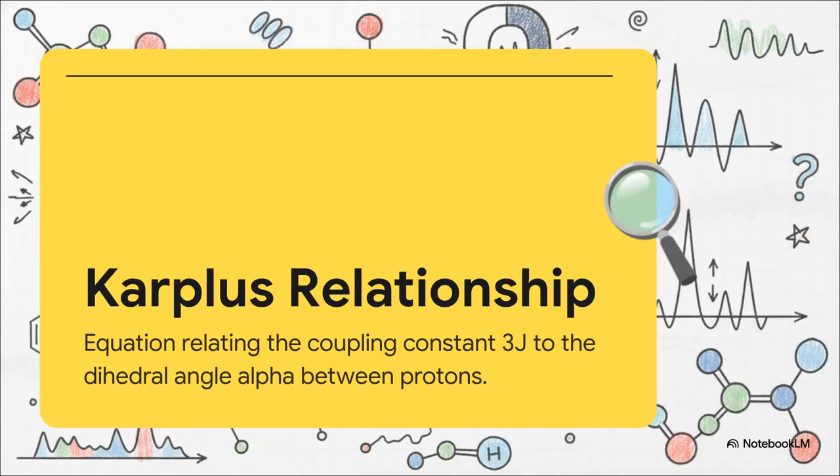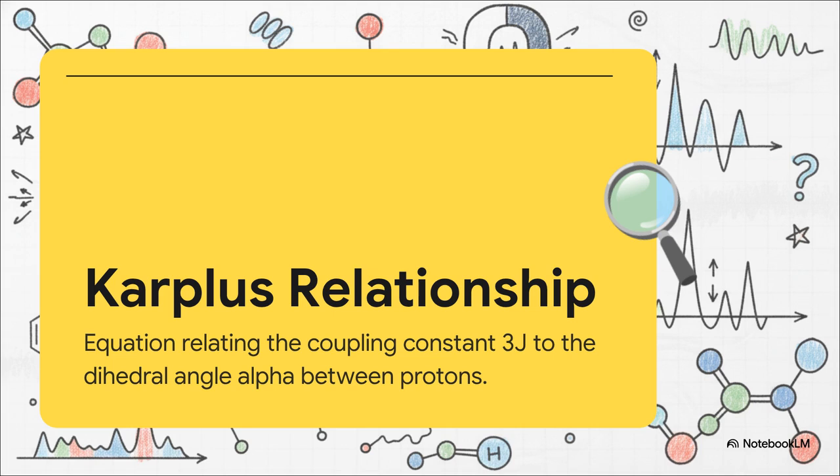This is the real climax of our explainer. The Karplus equation is what decodes all this 3D geometry. It mathematically links the exact magnitude of that coupling constant right back to the dihedral angle we just talked about. Martin Karplus came up with this beautiful formula that fits the experimental data perfectly, where A is usually 7, B is -1, and C is 5.